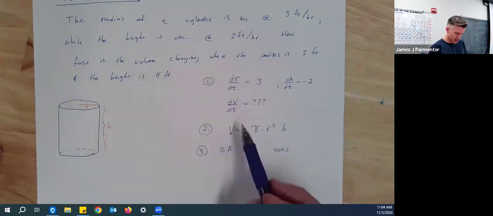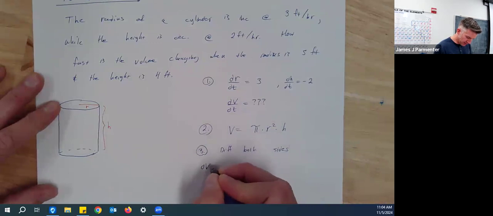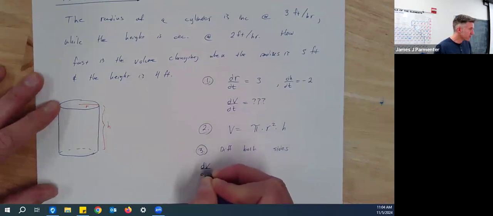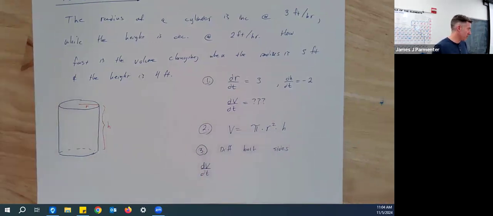So the derivative of v is going to be dv dt, or v prime if you like that notation. Although almost exclusively we use this Leibniz notation for related rates problems. We almost never use the prime notation. It's just the way we do it.